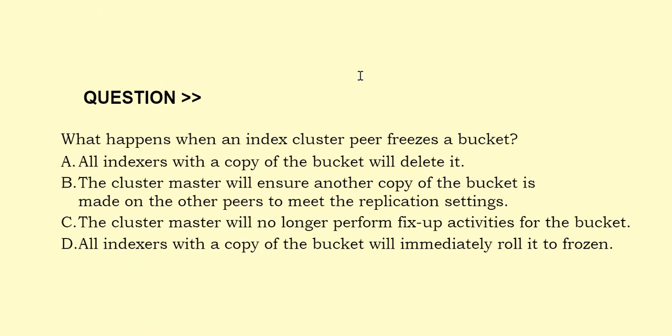Option A, all indexers with the copy of bucket will delete. Option B, the cluster master will ensure another copy of the bucket is made on the other peers to meet the replication settings. Option C, the cluster master will no longer perform fix up activities for the buckets. Option D, all indexers with a copy of bucket will immediately roll it to frozen.